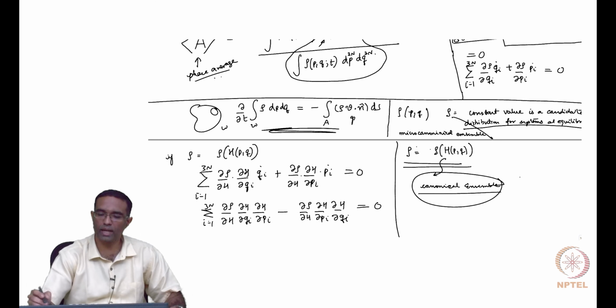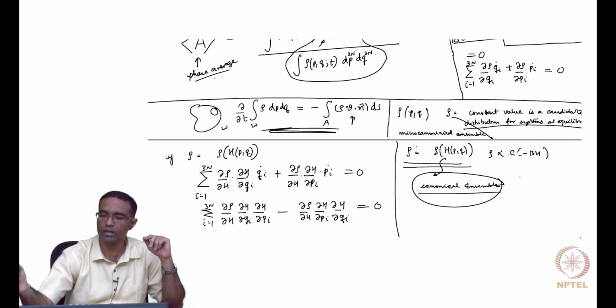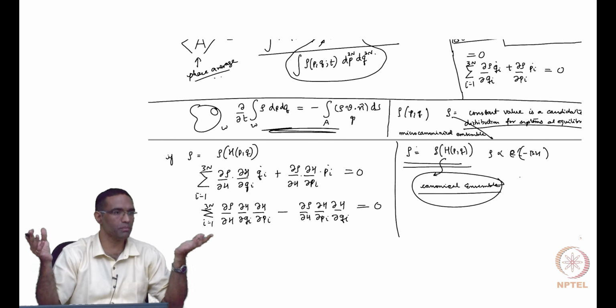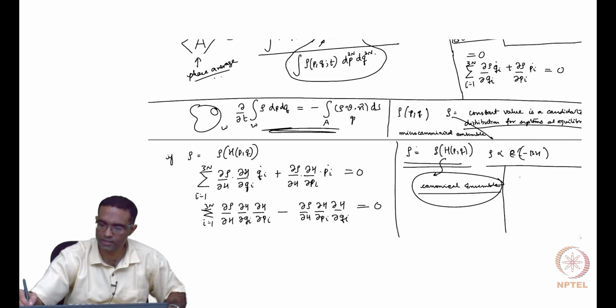So you will figure out that this rho is nothing but e to the power minus beta H by beta H, where beta is nothing but 1 over kT. Rho will be proportional to e to the power minus beta H, or beta E. E is nothing but the energy. H and the energy are the same for conservative systems. Okay, we will show this probably in the next class.